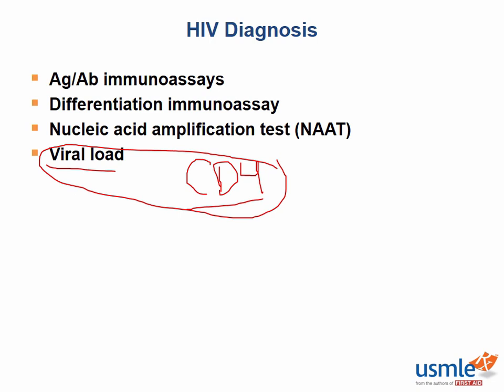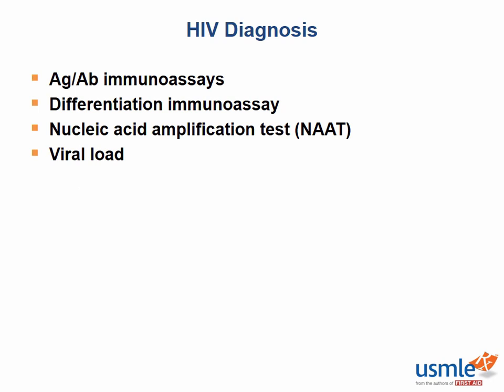Now, the next important thing to cover when we're discussing HIV diagnosis is to talk about the criteria for the diagnosis of AIDS, or the acquired immune deficiency syndrome. There are 3 criteria to diagnose AIDS. Can you remember what those are?